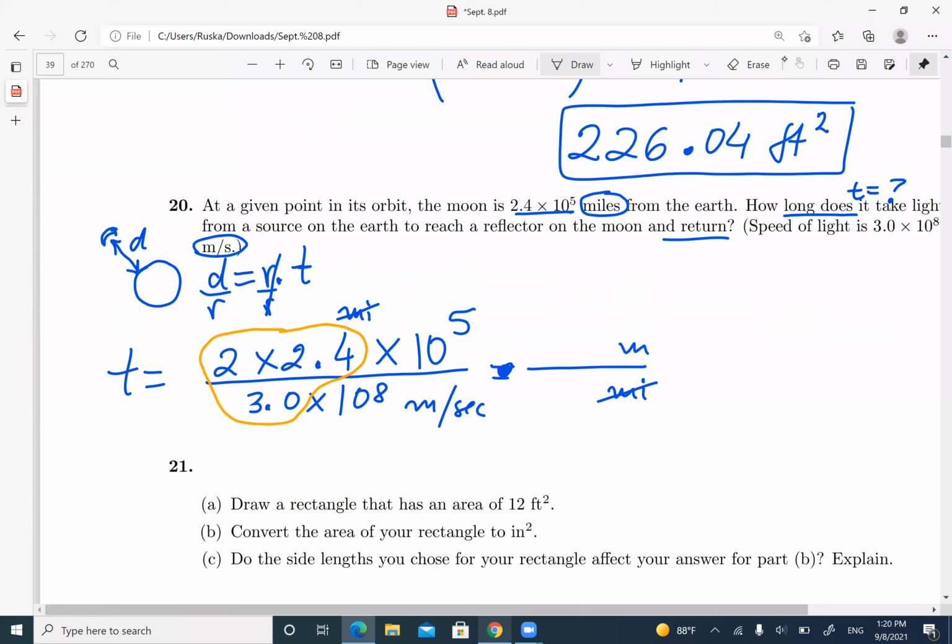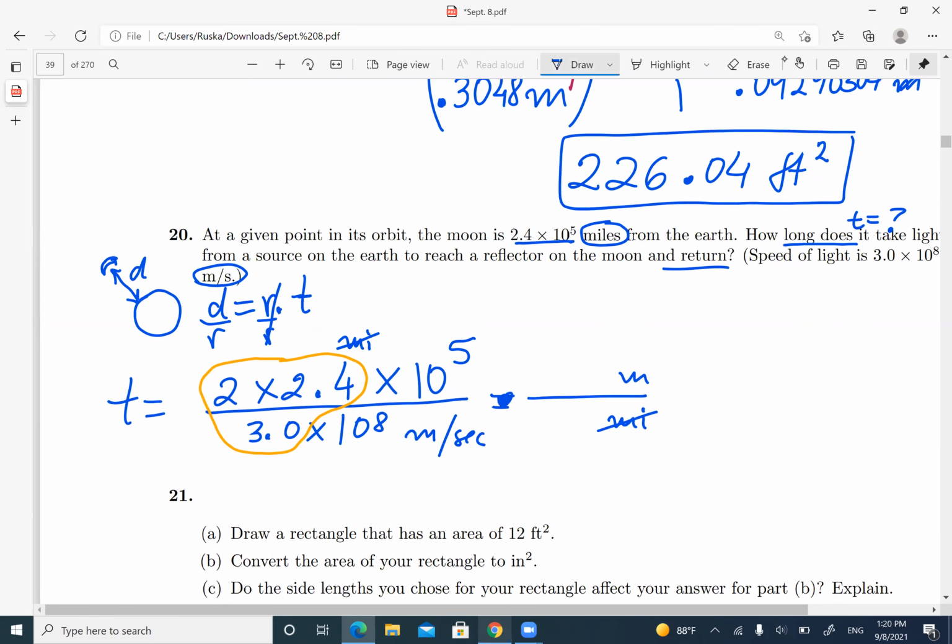So I'm going to multiply 1 mile is 1.6 kilometers, right? But I need to go to meters. See, mile and mile cancel, and now I need to change 1 kilometer is 1,000 meters. So kilometer cancels, and we are left with meter, and this meter is going to cancel with this meter. And my answer is going to be in seconds.